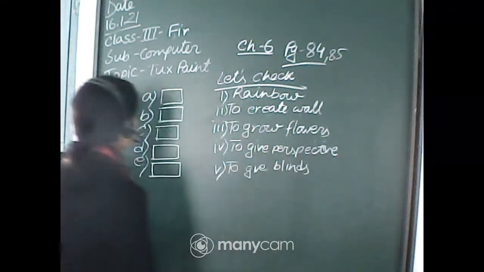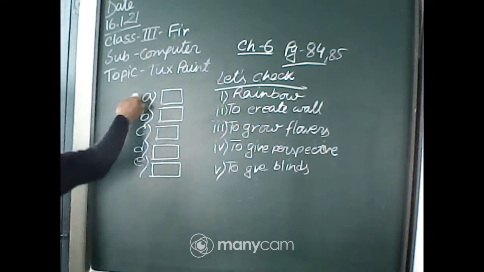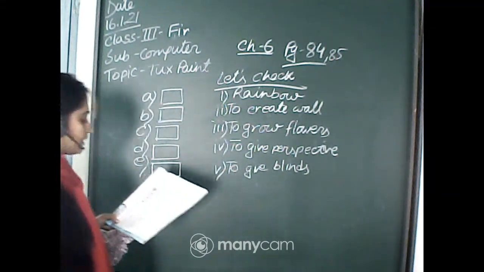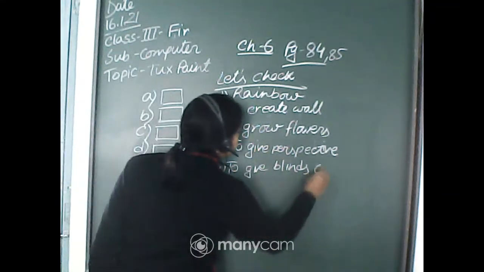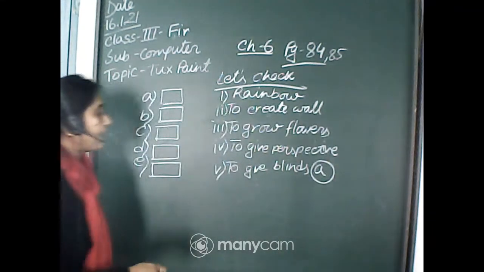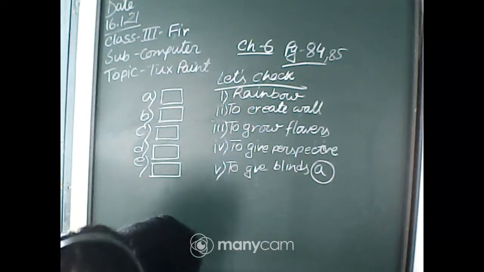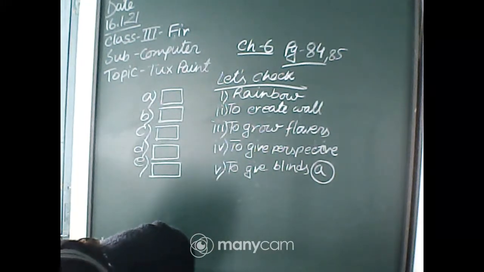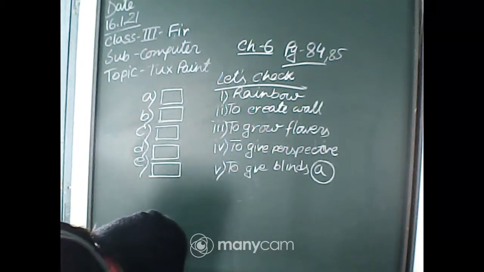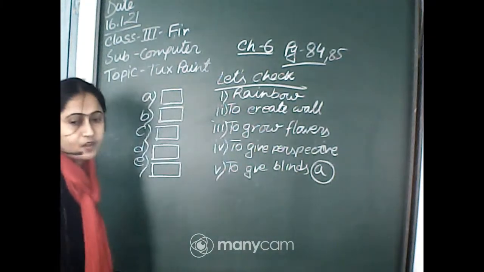Okay, now the first one, this is the blind, to give lines effect. This is number A. So you all write 5A beside A. Okay, good. You just match it once more, Shubhashree.